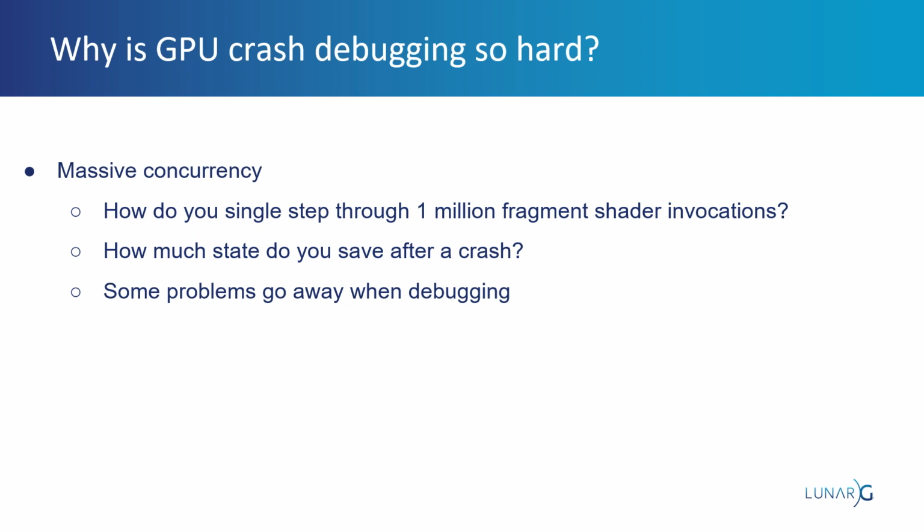Another part is just the fundamental nature of the beast, which is massive concurrency. If you have a problem in a shader and there's a million fragments going through that shader, how do you step through that? How do you single step through that like on a CPU program? You can kind of see this with multi-threaded, where if you have 32 threads cooperating and you start single stepping, you're going to change the behavior of the program enough that your crash might go away or it might happen differently.